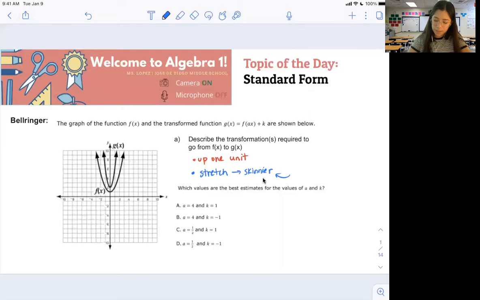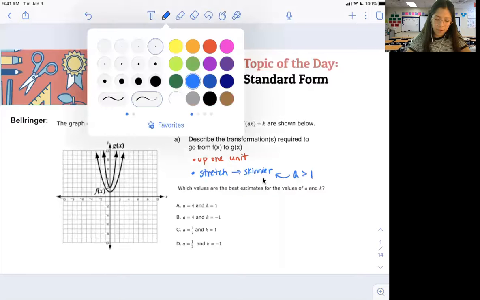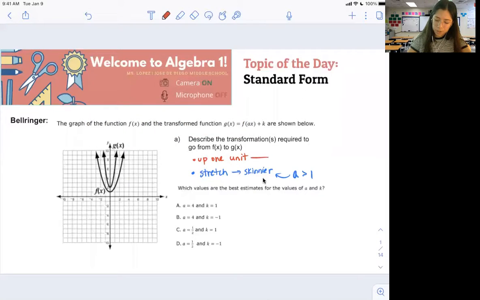So this tells me that A is going to be greater than 1. A is going to be a number greater than 1. And then if I'm going up 1 unit, which variable controls vertical, up and down? K. And if I'm going up, that means K is positive 1. So which answer choice matches the best? Answer choice A.